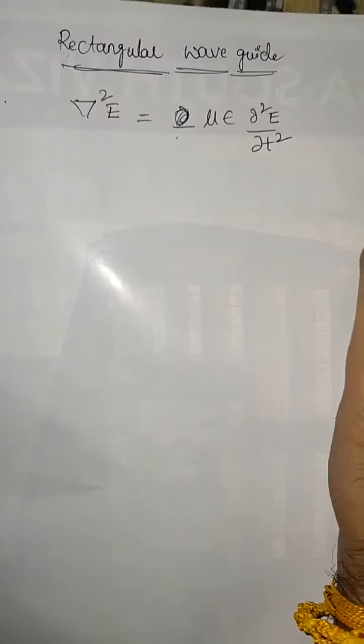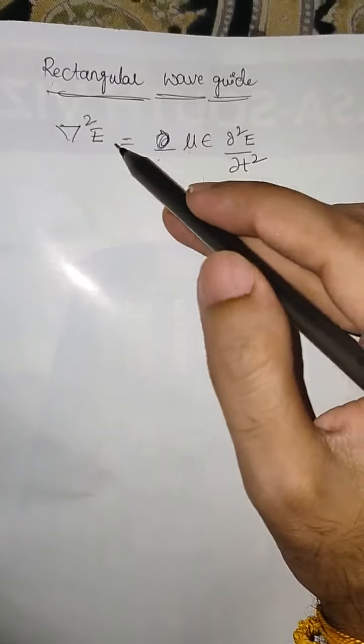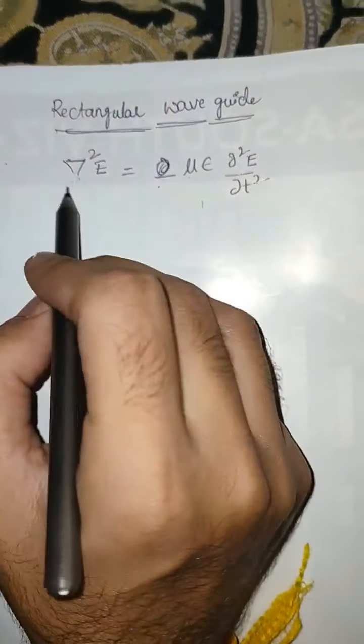We would like to know about a rectangular waveguide analysis. By derivation, we can see the analysis of the rectangular waveguide. In order to analyze the rectangular waveguide, we must consider the wave equations of the electromagnetic wave. So this is the wave equation.